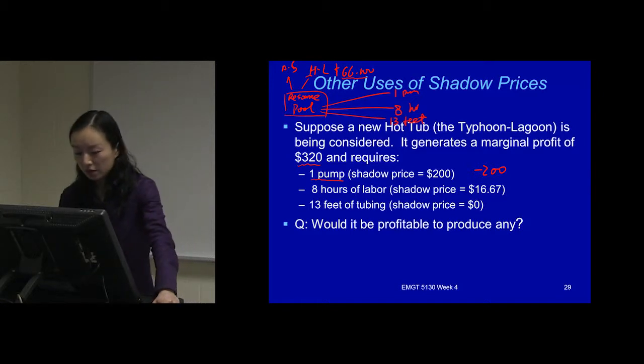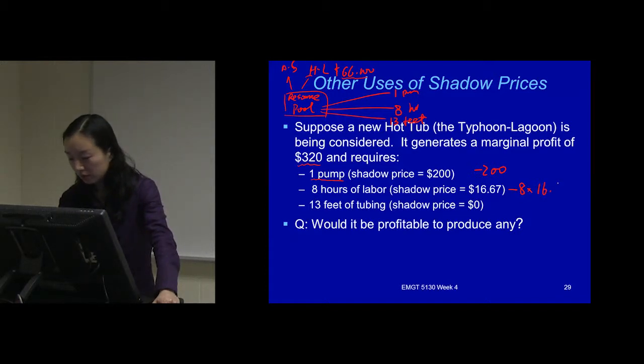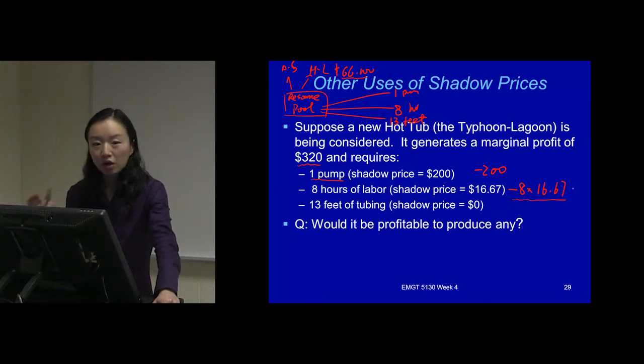Then you're going to take away 8 hours, and each hour of labor is going to impact your objective function by 6.67. So this is the total amount of impact on your objective function value. And this time we are subtracting because we're taking away, that is a decrease. And 13 feet of tubing, it's minus 0 times 13.